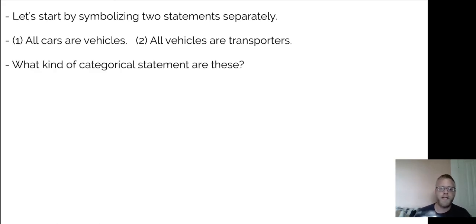Well, first you have to ask yourself, what kind of categorical statement are these? What are they? Well, they're both the same, aren't they? You know, they're universal. They're saying something about all cars and all vehicles. And they're affirmative. They're saying something affirmative about them. They're saying all cars are vehicles and all vehicles are transporters. So they're both the same kind of statement. Right? They just happen to be. They're not always going to be like that in categorical logic. Right? These just both happen to be universal affirmatives.